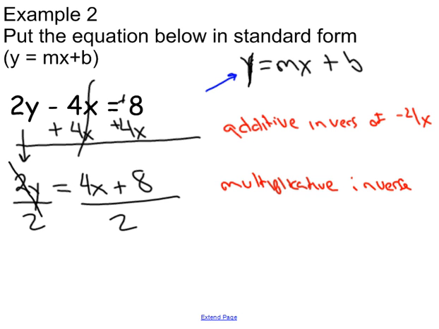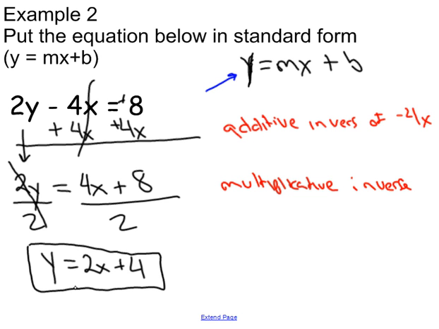So these will cancel out. You'll be left with y. Bring down the equal sign. So you're dividing the 4x by 2, and you're also dividing the 8 by 2. So 4x divided by 2 is 2x. 8 divided by 2 is positive 4, so we write plus 4. And you see how now it's in y equals mx plus b form? And that's pretty much how you do it.